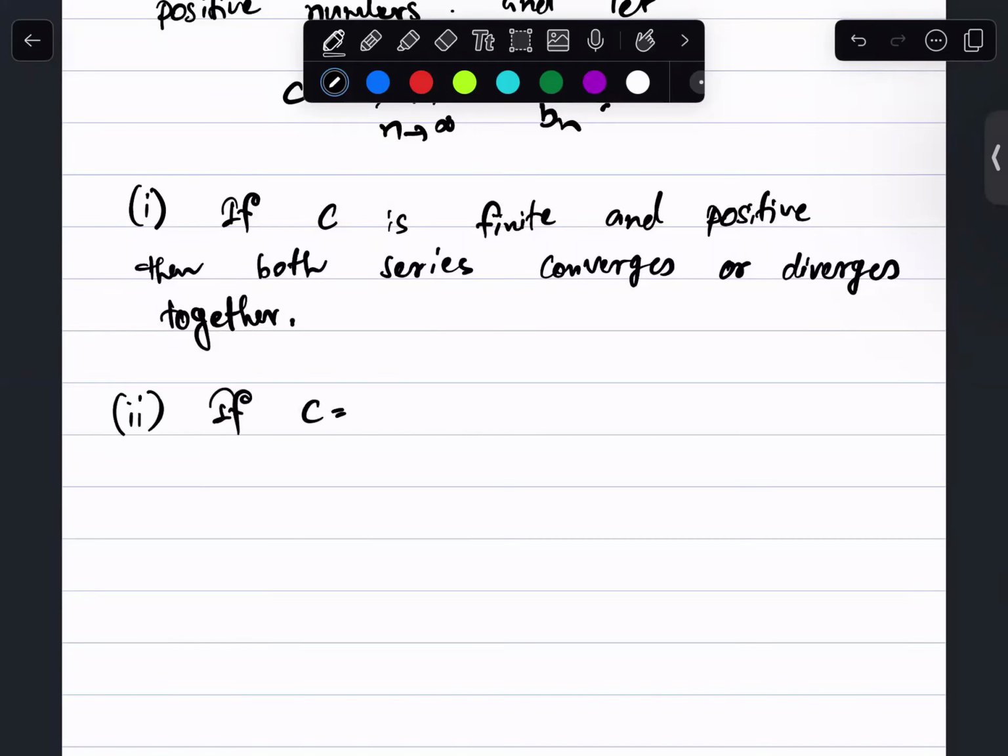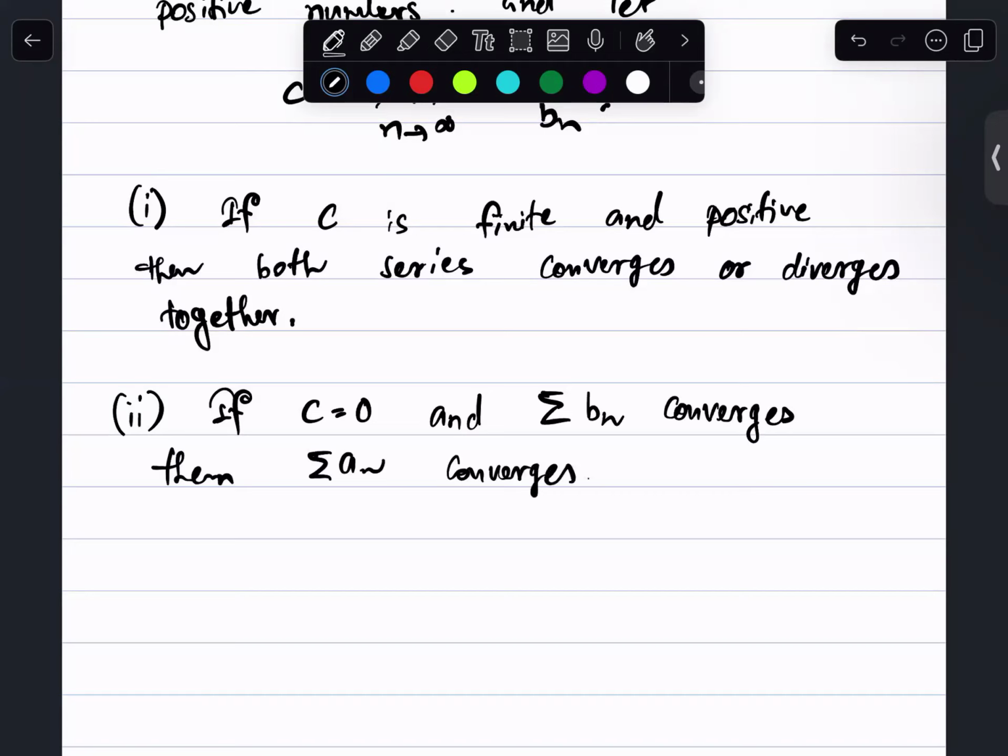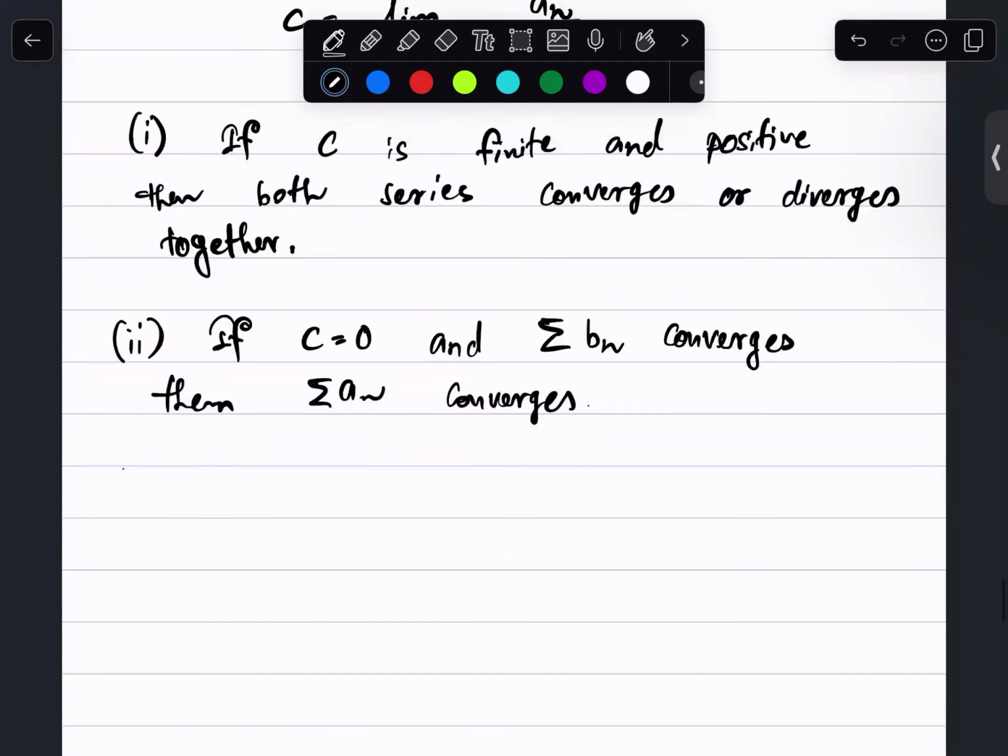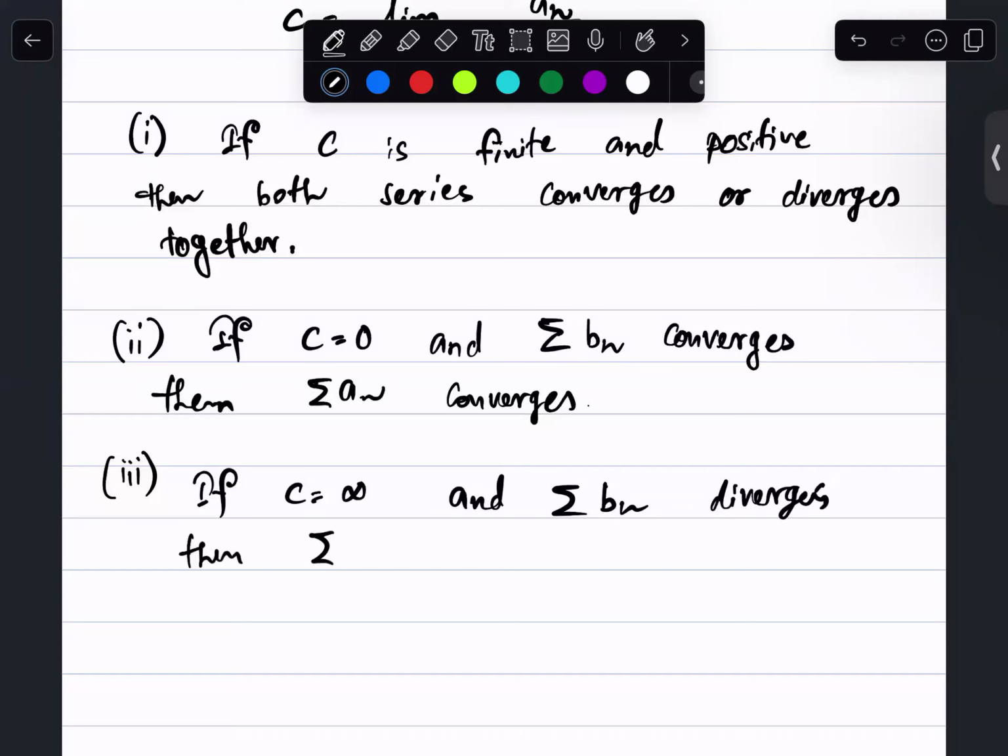If C is 0 and summation bn converges, then summation an converges. And number 3 is if C is infinity and summation bn diverges, then summation an also diverges.